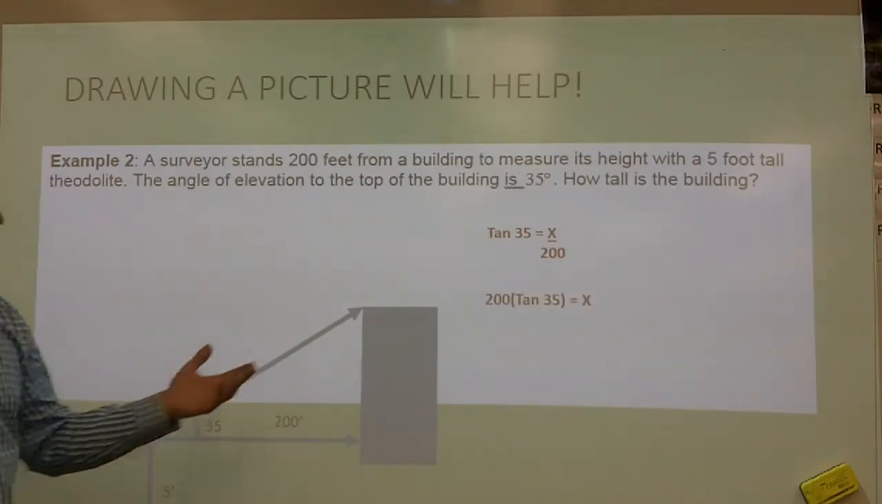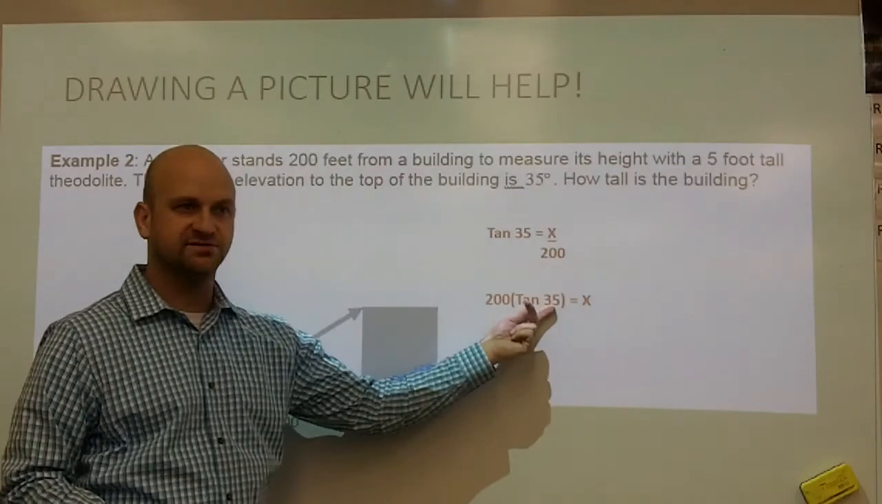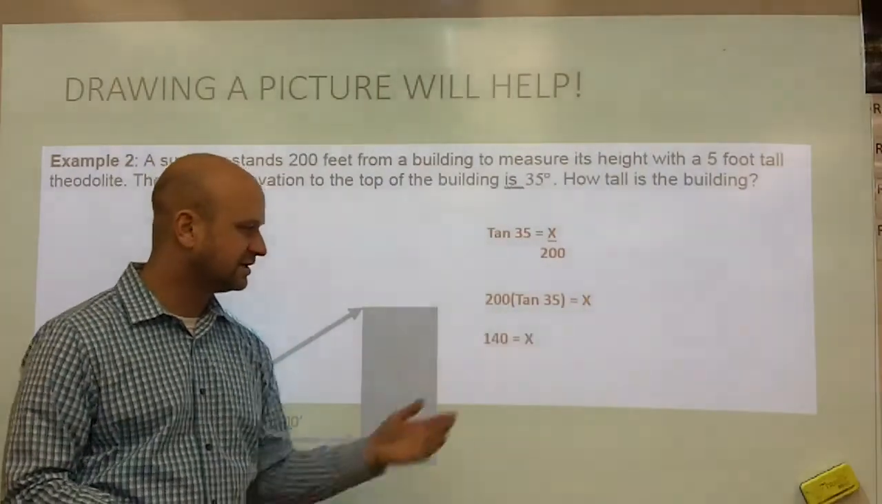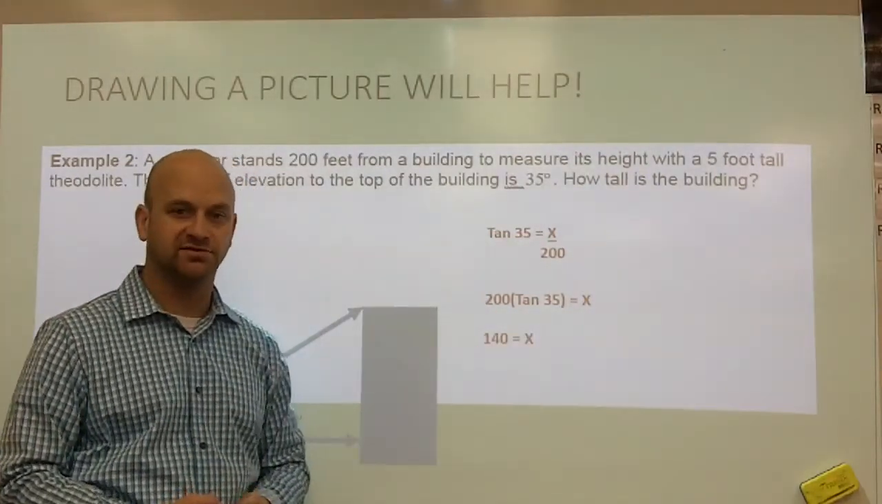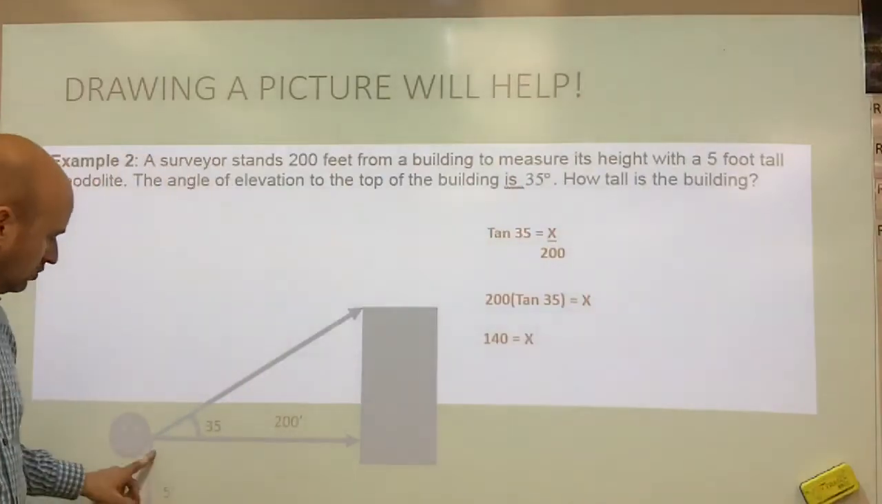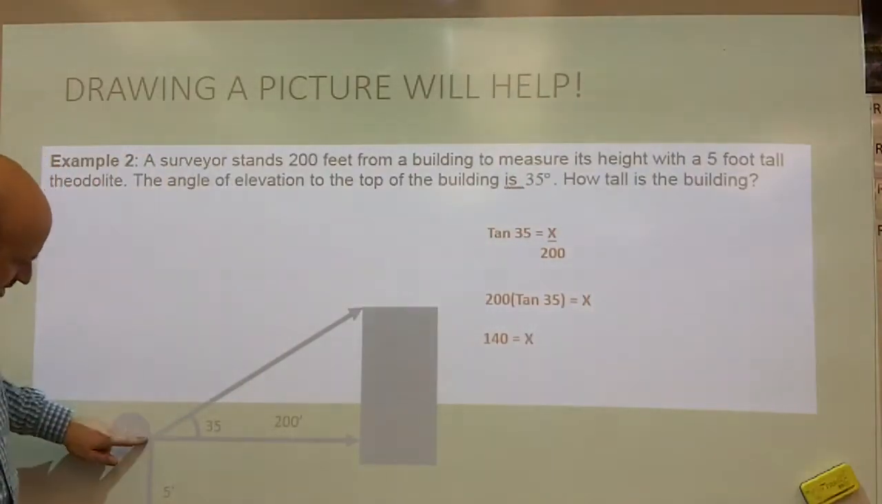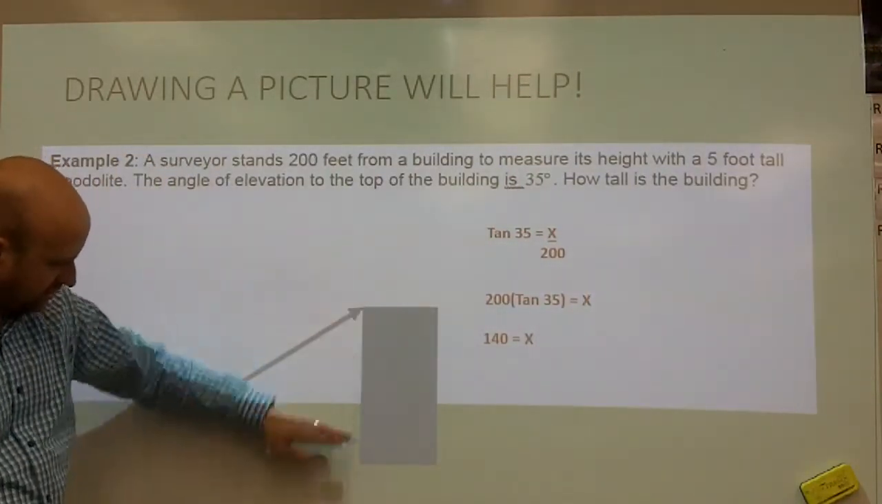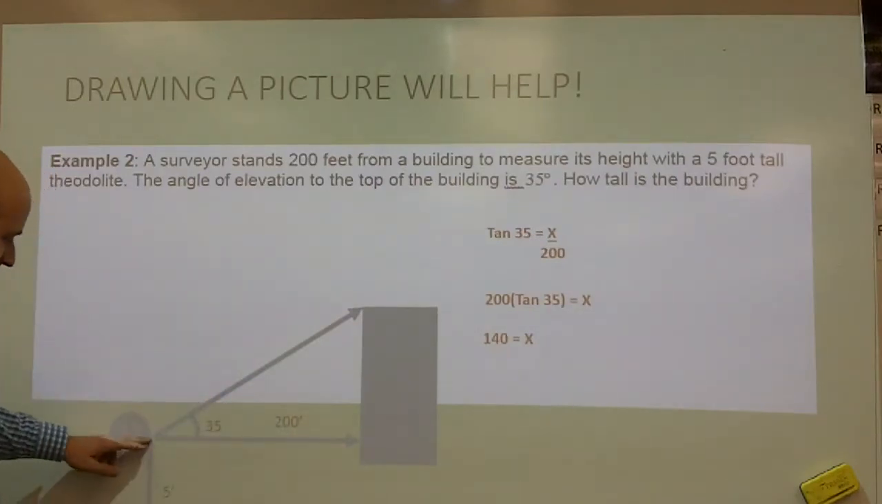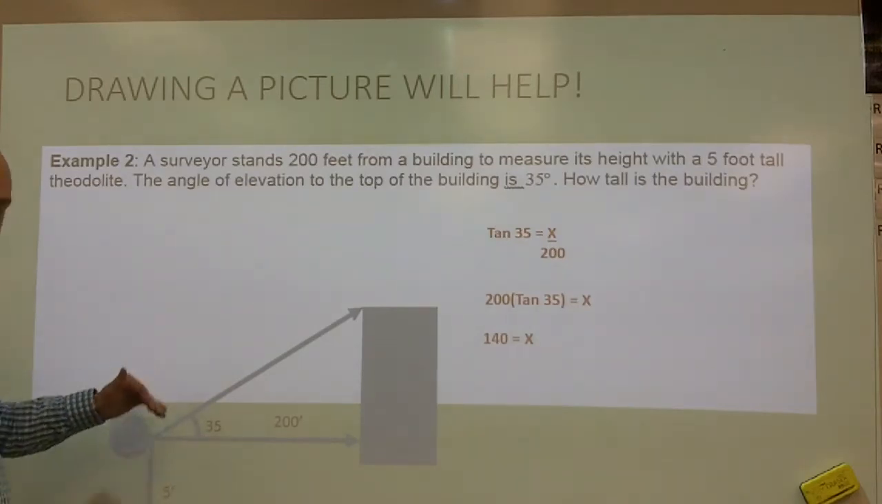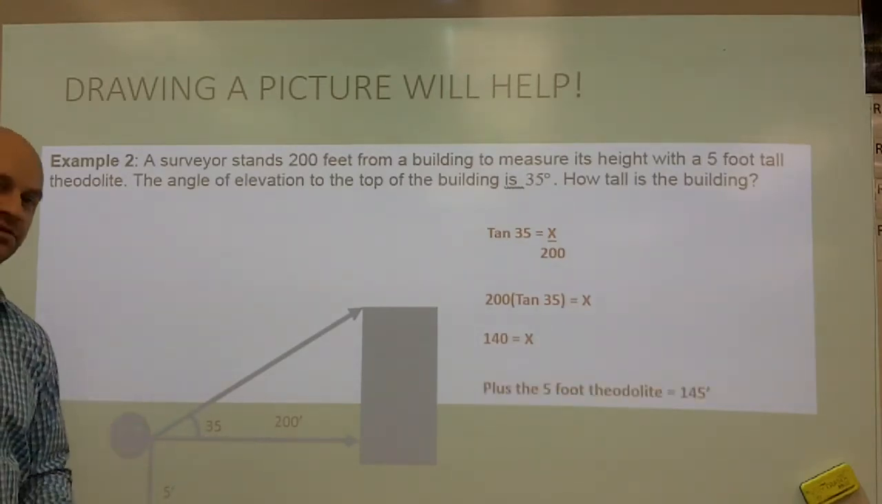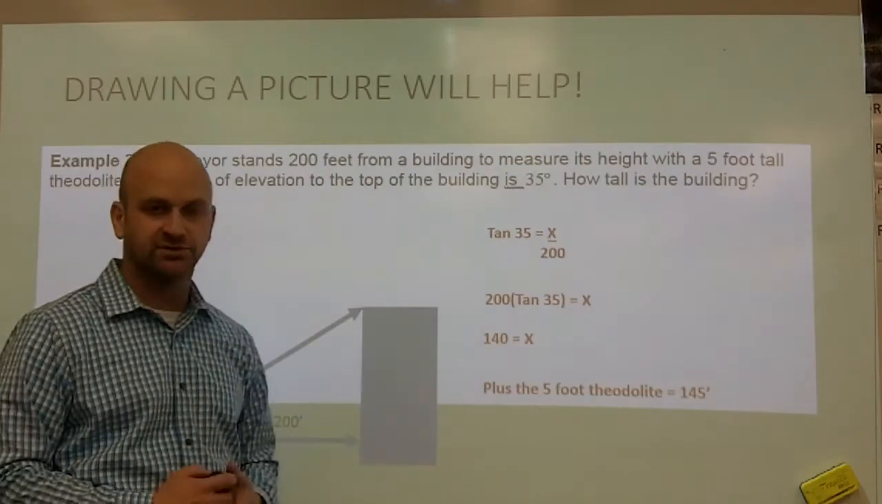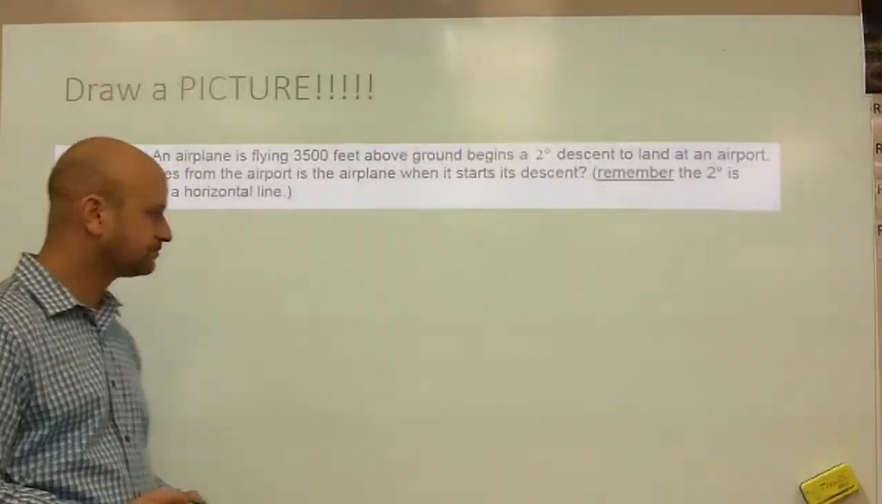And so when we take our calculator, tangent of 35 times 200, we're going to get a total height of 140 feet. Now, what we have to do at the very end, that would give you the height from here, which is 5 feet above where the ground is, in fact, because the measuring device is 5 feet up. So we have to add an extra 5 feet at the very end, which makes the building 145 feet tall.